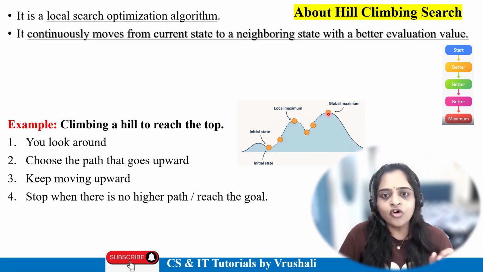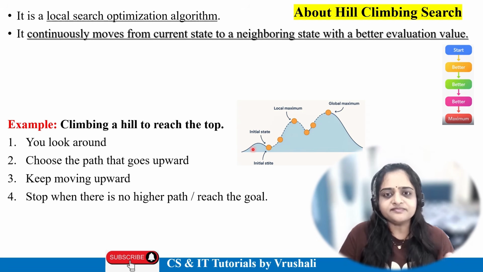So what you have to do: this is your initial state, right? You look around and choose the path which goes in the upward direction. Now you will reach this particular point. Again from this point you find the next possible path which goes in the upward direction. Again from this location you find the next possible path which is nearest to the topmost location, right? Again you find the best possible path and reach the topmost point, right?